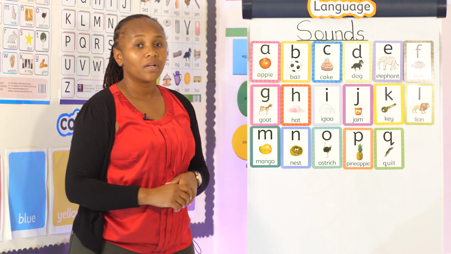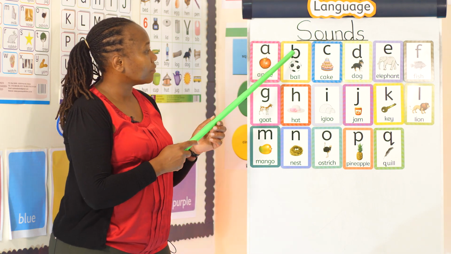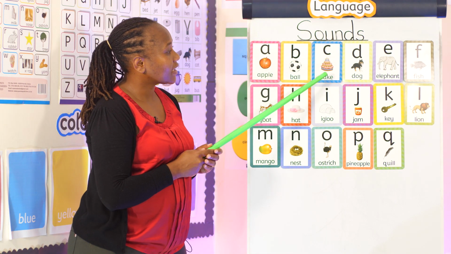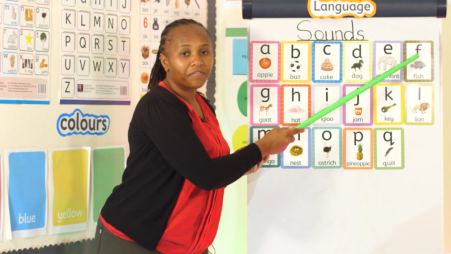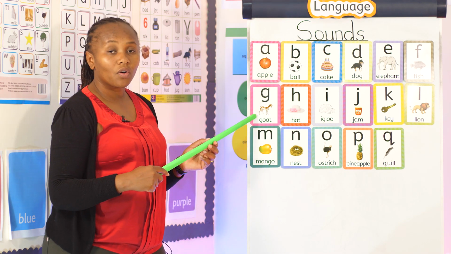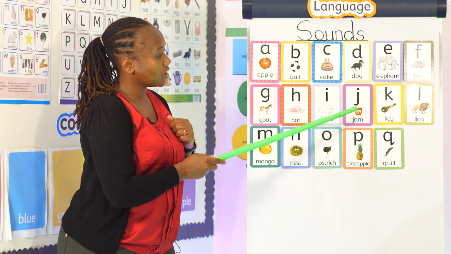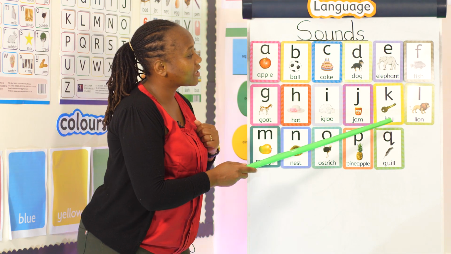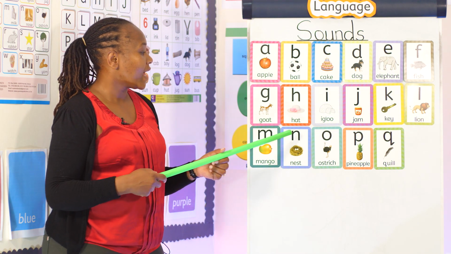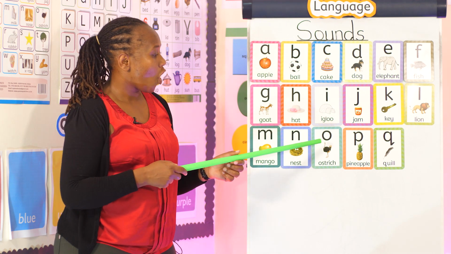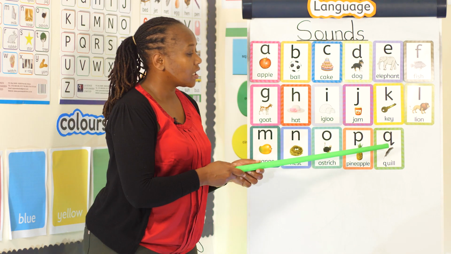Okay. Now, let us read the sounds again. A, apple, B, ball, K, cake, D, dog, E, elephant, F, fish, G, goat, H, hat, I, igloo, J, jam, K, key, L, lion, M, mango, N, nest, O, ostrich, P, pineapple, K, quill.